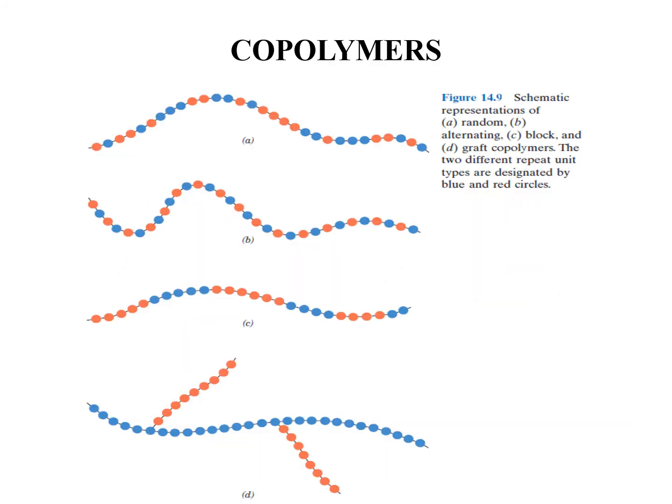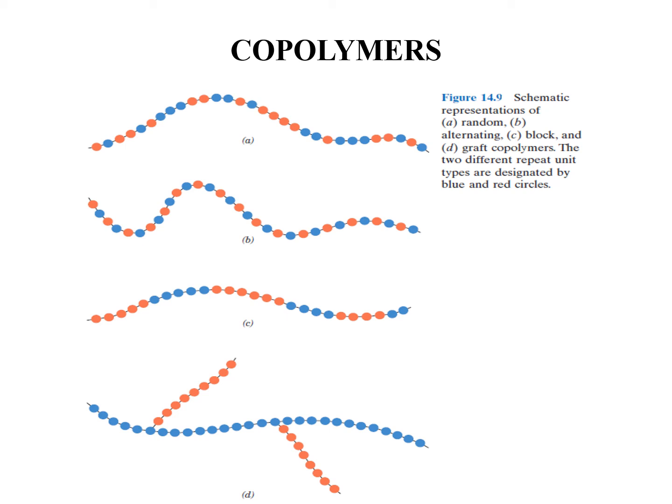Now the copolymers. As we know, in copolymers there is more than one type of monomer unit. According to that, we can say that there are four different types of copolymers: random, alternating, block, and graft copolymers. The two different repeat units here are represented by blue and red circles.